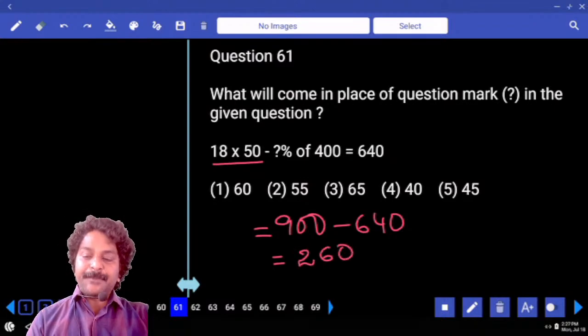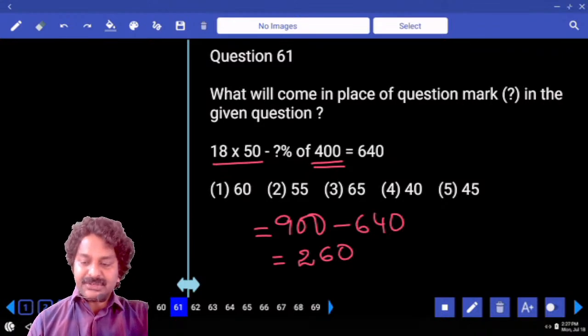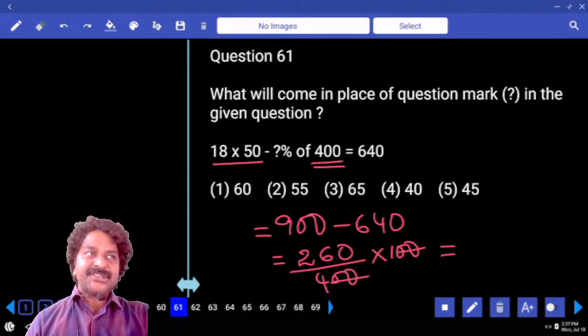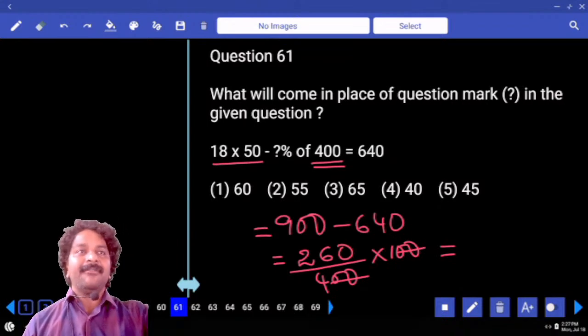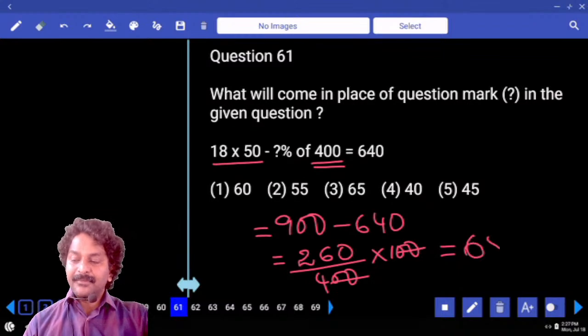260. With respect to 400, 260 forms what percentage? That's what our question is. Upon 400, percentage into 100. 2 zeros cancel. 260 by 4. Half, again half, correct? Half of 260, again half, 65.